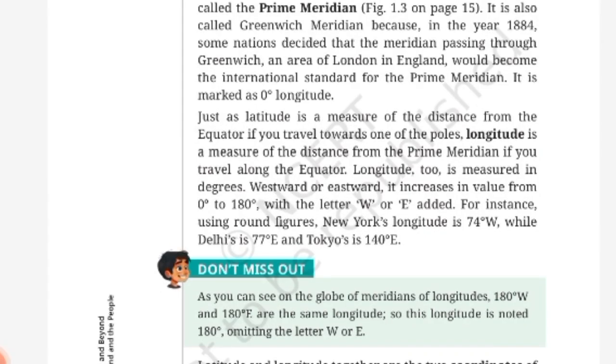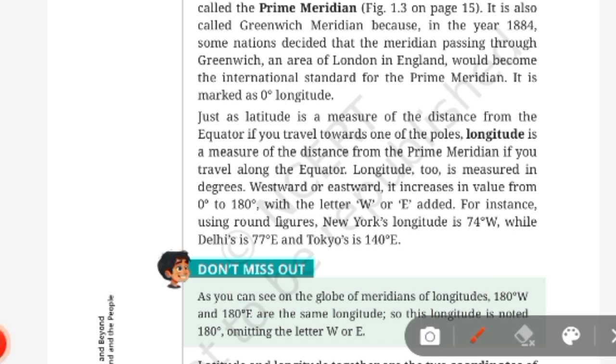Just as latitude is a measure of the distance from the equator if you travel towards one of the poles, longitude is a measure of the distance from the prime meridian if you travel along the equator. Longitude too is measured in degrees. Westward or eastward, it increases in value from 0 to 180° with the letter W or E added. For instance, using round figures, New York's longitude is 74° west, while Delhi's is 77° east and Tokyo's is 140° east.